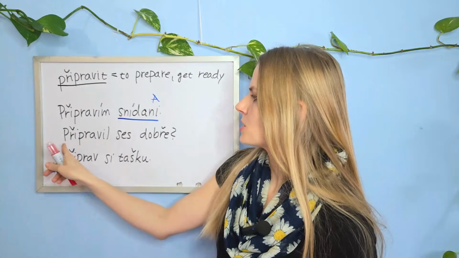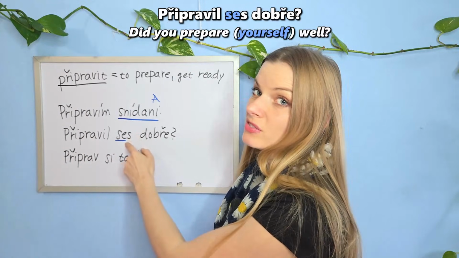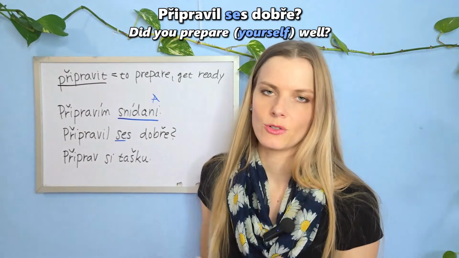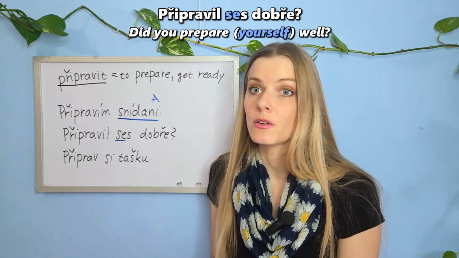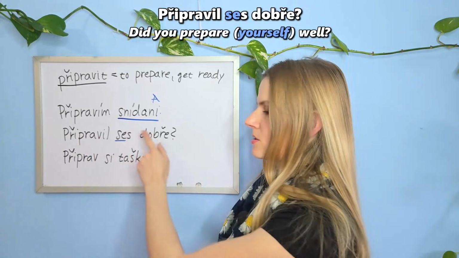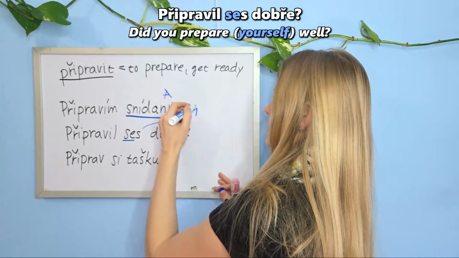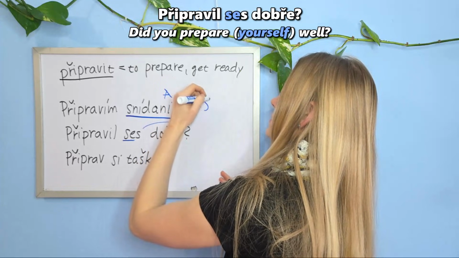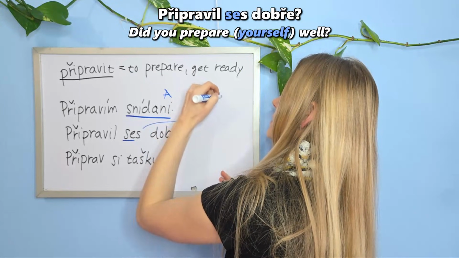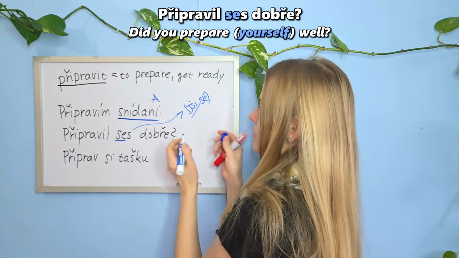Připravil ses dobře. Did you prepare yourself well? So you can prepare something or you can prepare yourself. For example, for an exam. Remember, how did we get this? Ses is a contracted form from si and se, which is not correct, and we contract it to ses.